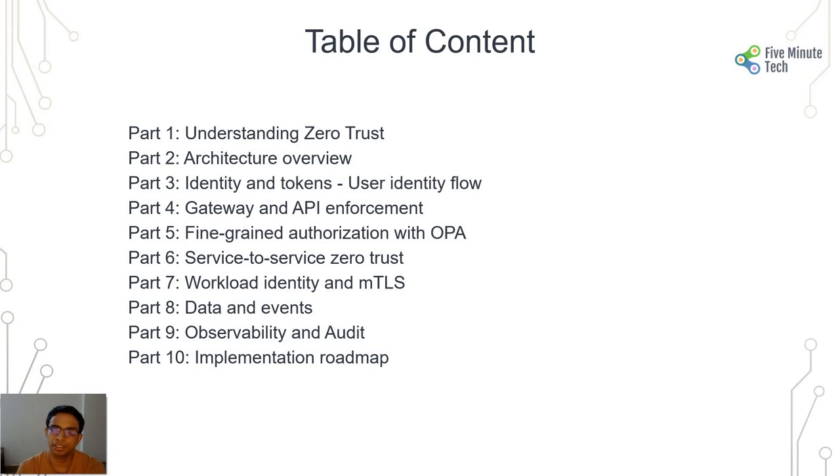So the implementation will span across 10 parts. The first part we'll be talking about is understanding the Zero Trust architecture. Then we will have an architecture overview. Part 3 will be identity and tokens, where we'll try to understand the user identity flow. Part 4 will talk about the gateway and API enforcement. Part 5 will talk about fine-grained authorization with OPA.